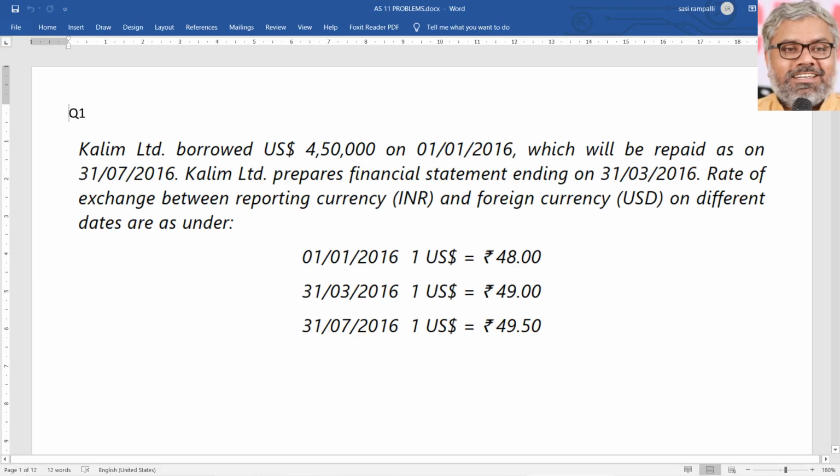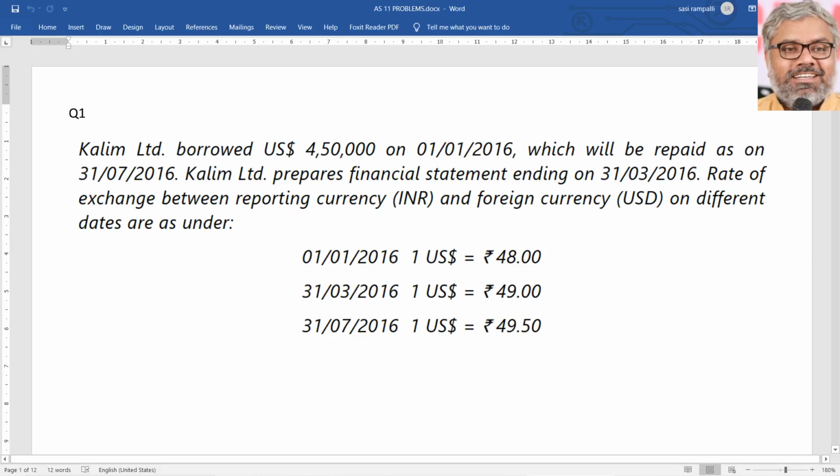So this company Kaleem Limited has borrowed $450,000 on 1/1/2016, which will be repaid on 31st July 2016. So this loan is for a period of 7 months. Can we call it long term? No, definitely not. So can we bring in FCMITD and all those big things? Not necessary, because it is not a long term item. It is a reasonably short term item. But whatever the profit or loss resulting from the exchange rate differences, that should definitely be recognized through profit and loss account. But Kaleem Limited prepares financial statements ending on 31st March 2016.